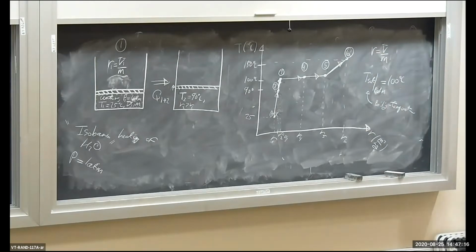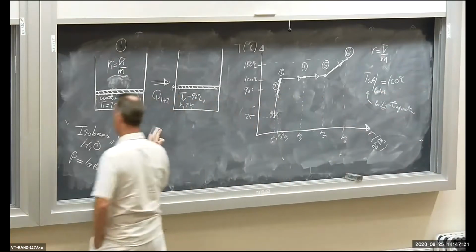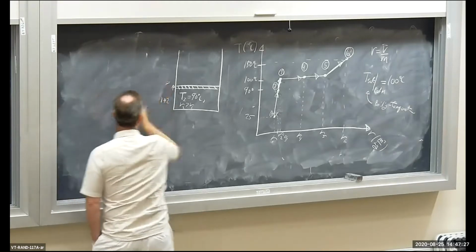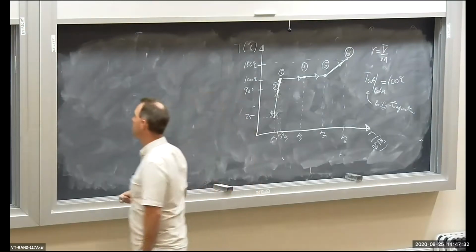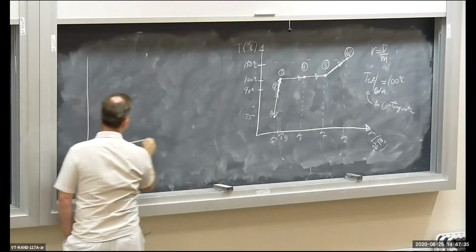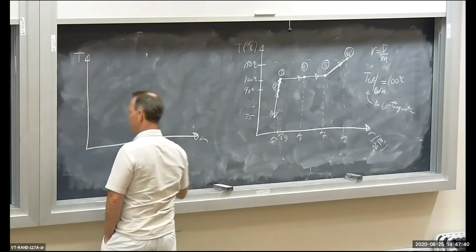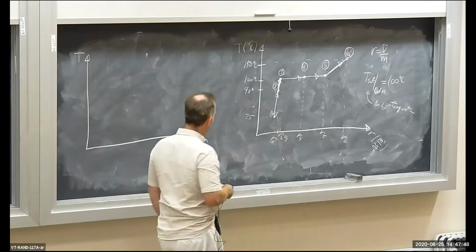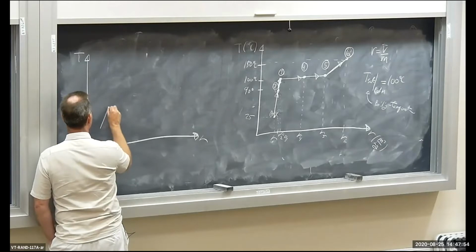Okay, let us redraw this diagram without some of the numbers. Let's just redraw this TV diagram. Temperature, specific volume. Forget the numbers, forget the units, okay? Make sure I'm on the right screen, good. Okay, so the process looks something like this. 1 to 2 to 3.